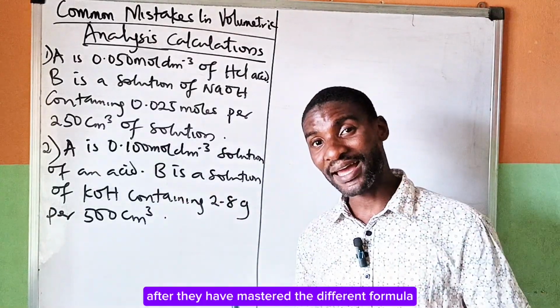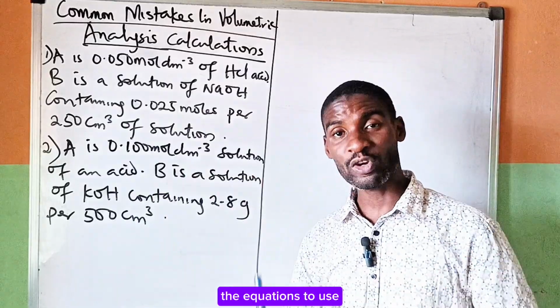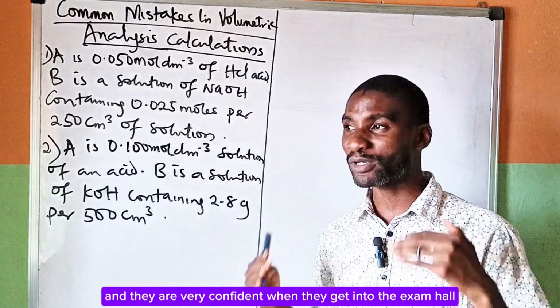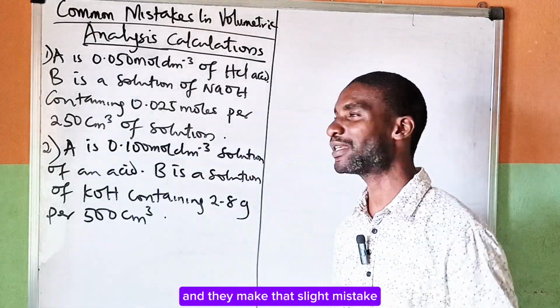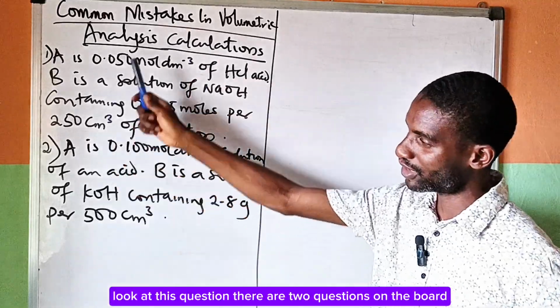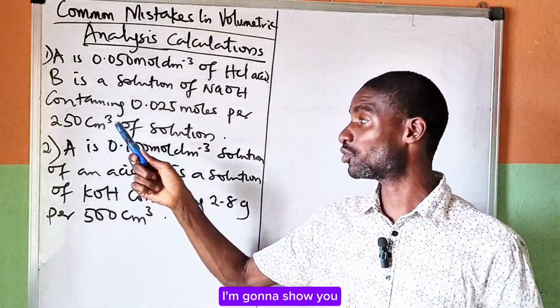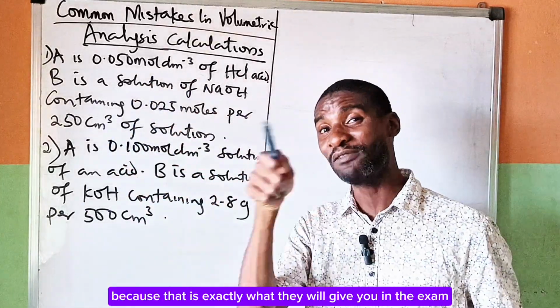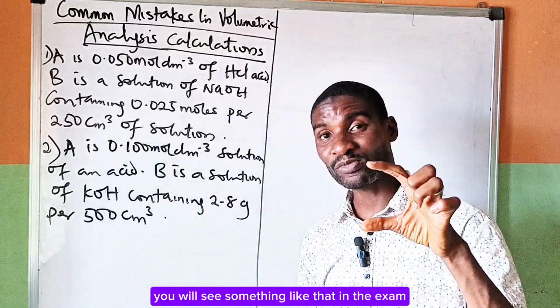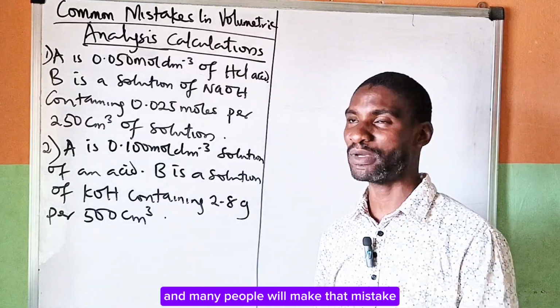After they have mastered the different formula and the equations to use, and they are very confident when they get into the exam hall, they make that slight mistake. Look at this question. There are two questions on the board. I'm going to show you because that is exactly what they will give you in the exam. You will see something like that in the exam, and many people will make that mistake.